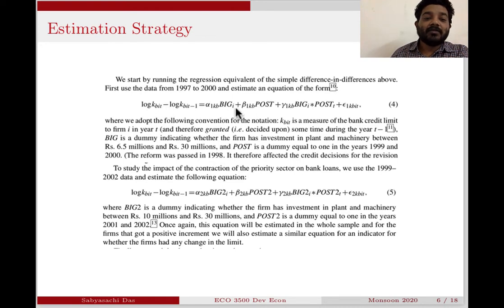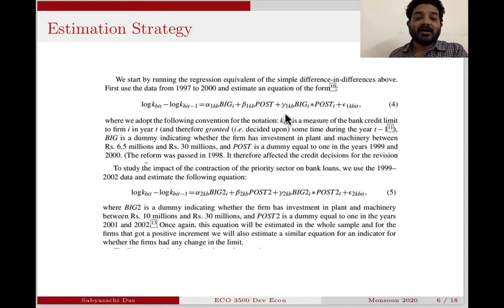So you have the growth rate in capital as the dependent variable, and you have a dummy for big, meaning whether you are between 6.5 and 30 million. These are the firms that got exposed, that were treated in the post period. Post is the period after 1998, so post equals the years 1999 and 2000. Because the reform was passed in 1998, they took credit decisions in 1998, which affected capital investment allocation in 1999. So that's when they expect the effect to kick in. So they're calling those 2 years post, and 1997 and 1998 are the pre-period. They have 4 years of data, 2 years pre and 2 years post. They have a dummy for big, a dummy for post, and an interaction of the two. Their coefficient of interest is gamma.